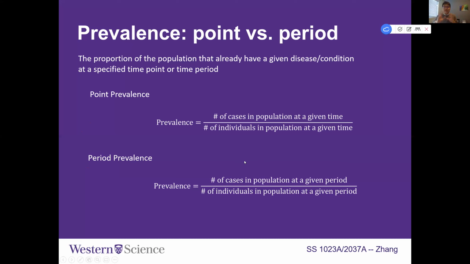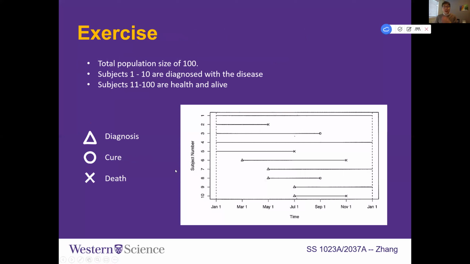I guess for now you probably still have no idea what the specific difference between these two prevalences is, so let's try an exercise. This is a very simple toy example where we only have 100 individuals in our population. Let's say only 10 of them have ever been diagnosed with the disease in a whole year, and the remaining 90 individuals are all healthy and all alive for the whole year.